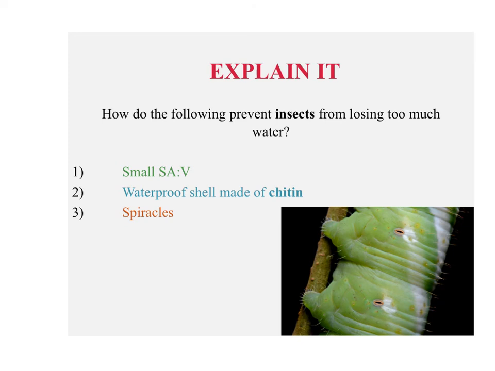Now it's your turn to have a go at explaining how the following adaptations prevent insects from losing too much water. So you can see here I've got a little body of a caterpillar. We've got the small, quite chunky surface area to volume ratio, a waterproof shell made of chitin or a waterproof exoskeleton, and finally the spiracles. And this is your chance to do some research, your chance to do some summarising. Why is each of those a good adaptation to stop insects losing too much water?